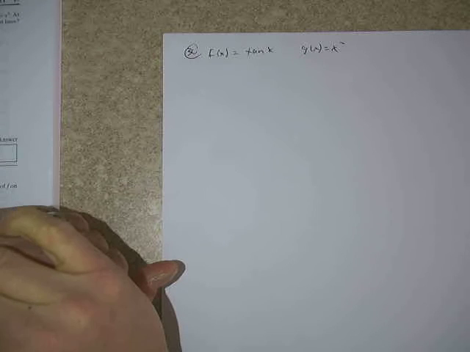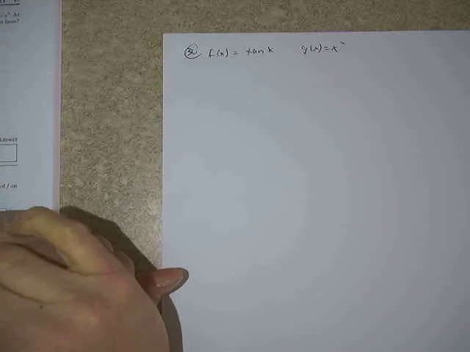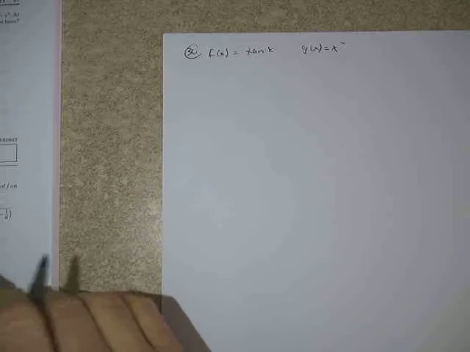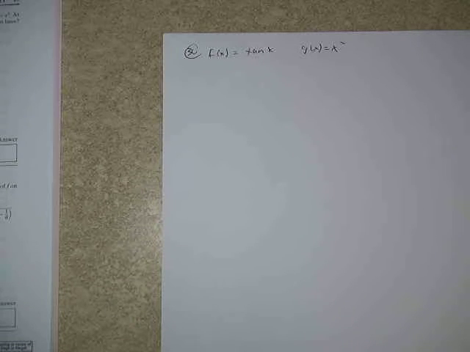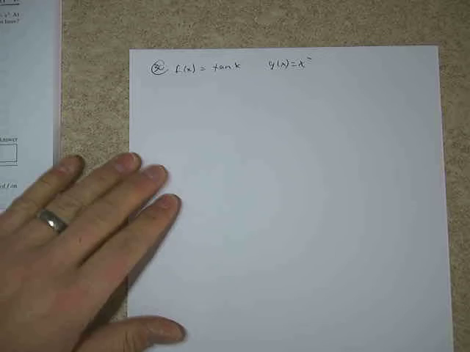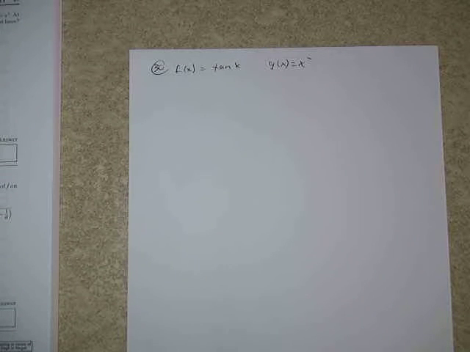So we got f is tangent x, g is x squared. And the question is, at what value of x in the interval 0 to pi do the graphs of f and g have parallel tangent lines? Well, keep in mind, what would that indicate if they had parallel tangent lines in the language of calculus? Yeah, they'd have to have the same slope, wouldn't it?